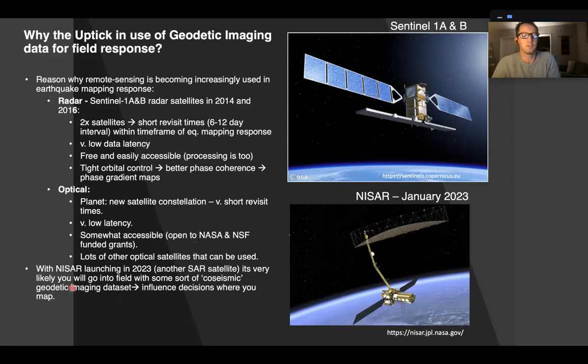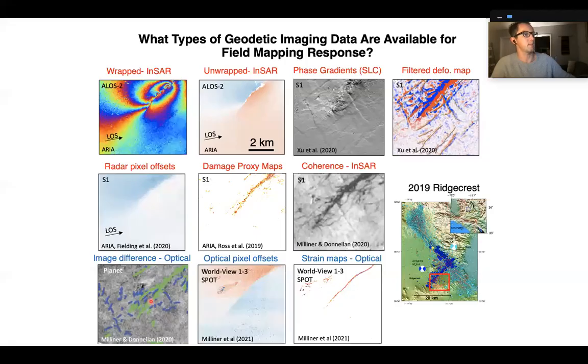And so with the launch of NISAR next year, which is another SAR satellite, it's very likely that you will go into the field with some sort of co-seismic geodetic imaging data set, which may help guide your field mapping response. And so here's an example of most of the optical and radar products that could be produced and that you might use in the field.